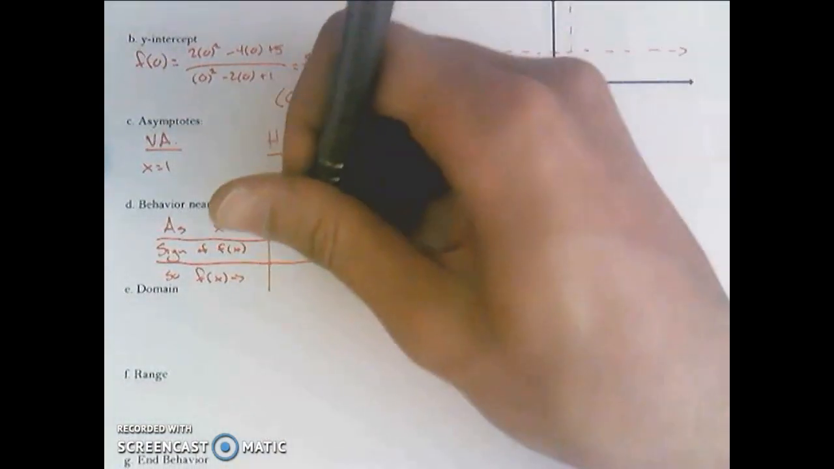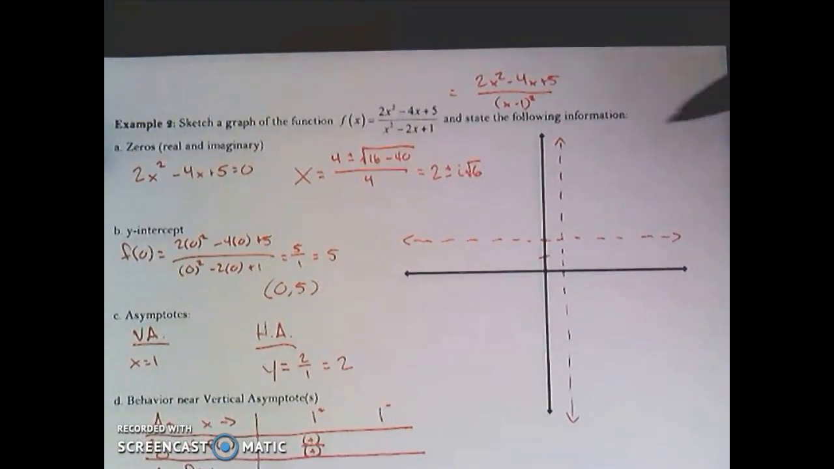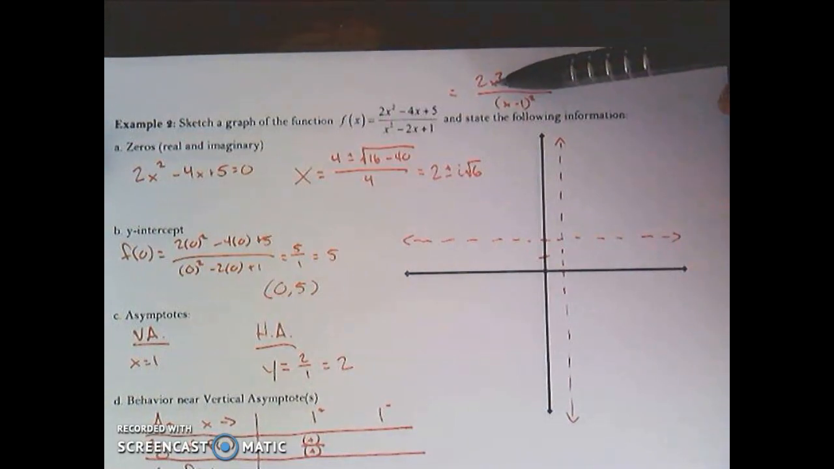So our denominator, as x approaches 1 from the positive side, is still positive. Now what about when x approaches 1 from the negative side? Well, our numerator is still going to be positive, right? So if we're getting close to 1, so 0.95, 0.99, 0.999, and so on, getting really, really close to 1 from the negative side.